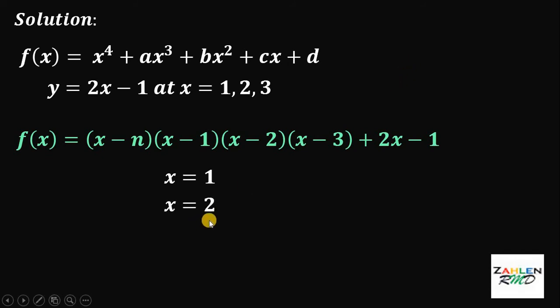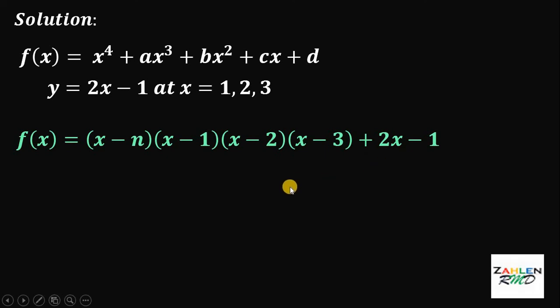Also, if we let x equal 2, this term will also cancel out because it is just 0. And again, we satisfy the second condition. As well as if x equals 3, this term becomes 0 because it has a factor of x minus 3. And again, it satisfies the second condition. Therefore, we can let f of x be equal to x minus n multiplied by x minus 1 times x minus 2 times x minus 3 plus 2x minus 1.